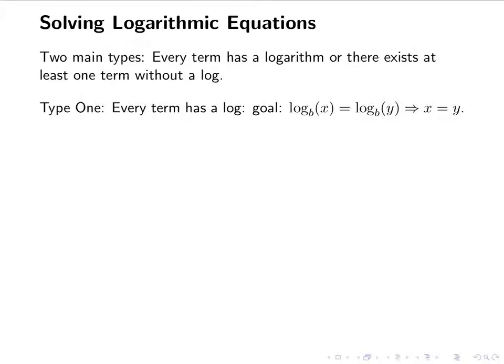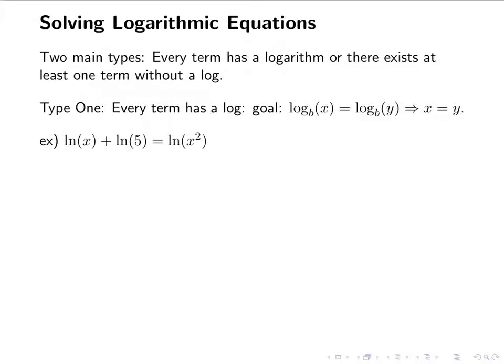And if we do have, say, log base b of x equals log base b of y, then we can kind of cancel the logs. I'm not dividing by them, I'm not subtracting them, I'm just kind of canceling them. And I get that x equals y, so the insides equal each other. So we'll see what that looks like in an example.